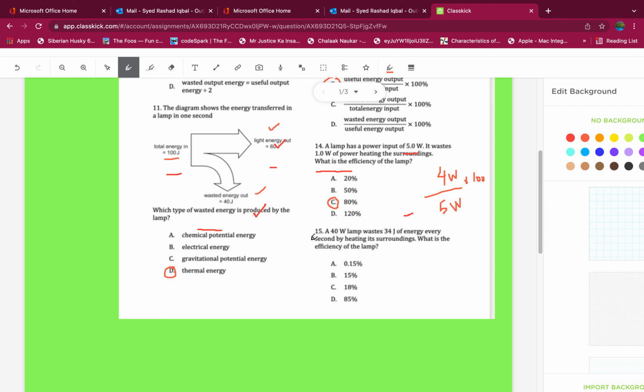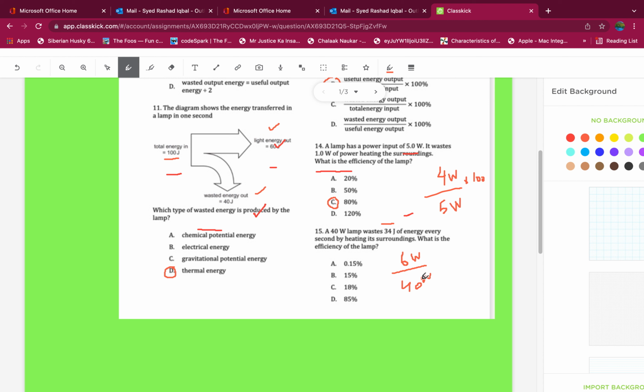In the same way, look at question number 15. A 40 watt lamp wastes 34 joule of energy every second by heating its surroundings. What is the efficiency of the lamp? 34 energy is wasted, so what is the useful energy? Only 6 watt. 34 joule each second means 34 watt is wasted, so 6 watt is left. And what is your total input? 40 watt.